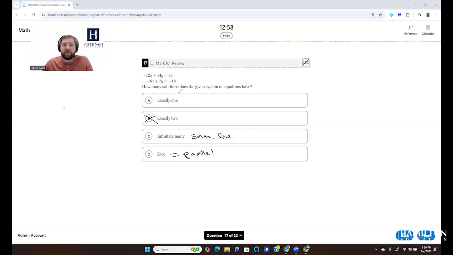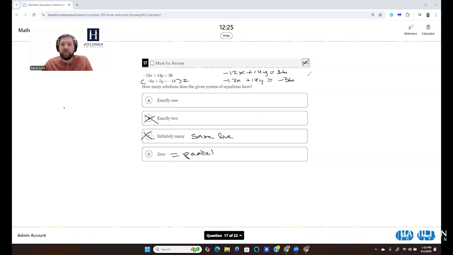So what can we do with this question? Well, I look at the numbers and they look very familiar. So I'm going to multiply the bottom one by 2. And on top, we have negative 12x plus 14y is equal to 36. And on the bottom, we have negative 12x plus 14y is equal to negative 36. So they're almost exactly the same line, but not quite. So is it going to be exactly 1 solution or 0? Well, because they are almost the same line but not equal, it's most likely parallel.